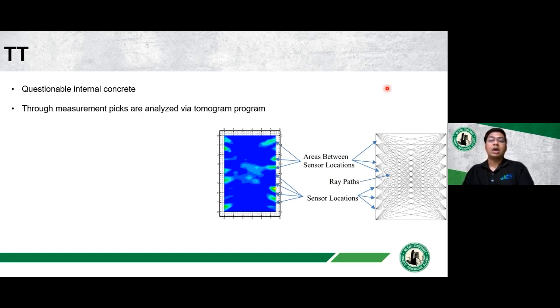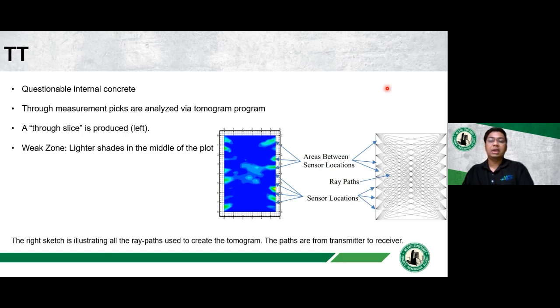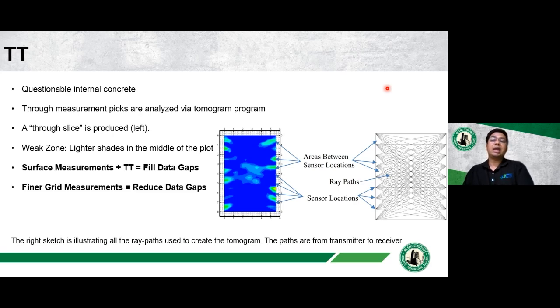delamination or cracking. However, the lighter shades on the surface, also called the tiger stripes, indicate the data gaps from this technique, and those are not necessarily weak zones on the surface. These data gaps are attributed to the areas between the sensor locations where no data was collected. These data gaps can easily be filled by performing surface pulse velocity measurements, and you can get a whole set of data. Another way to deal with the surface data gaps is to perform the measurement in finer grid spacing.